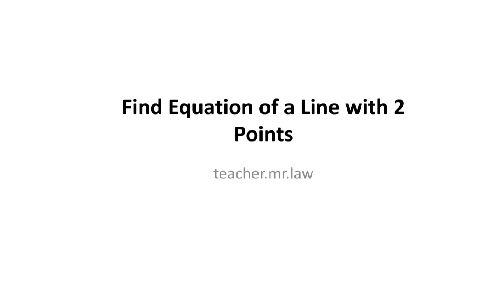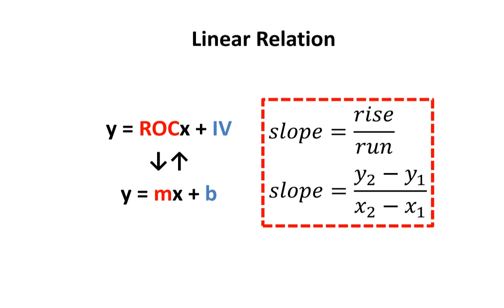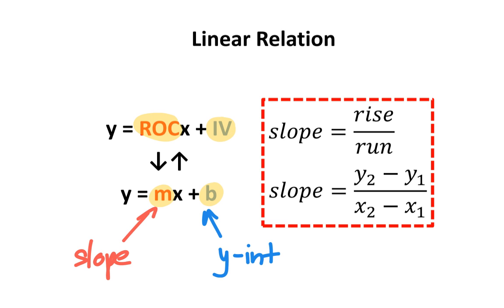In today's lesson, we'll be learning how to find the equation of a line with 2 points. In previous lessons, we learned that a linear relation is really just a pattern, and a pattern can be represented with an equation. These two equations mean exactly the same thing. Rate of change is the same thing as slope, and initial value is the same thing as the y-intercept.